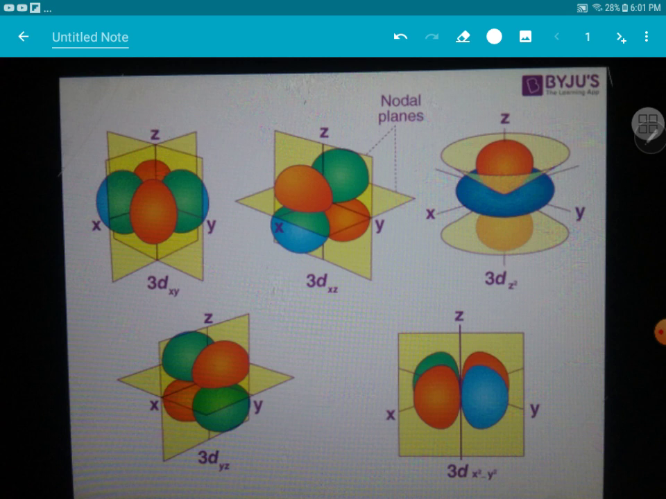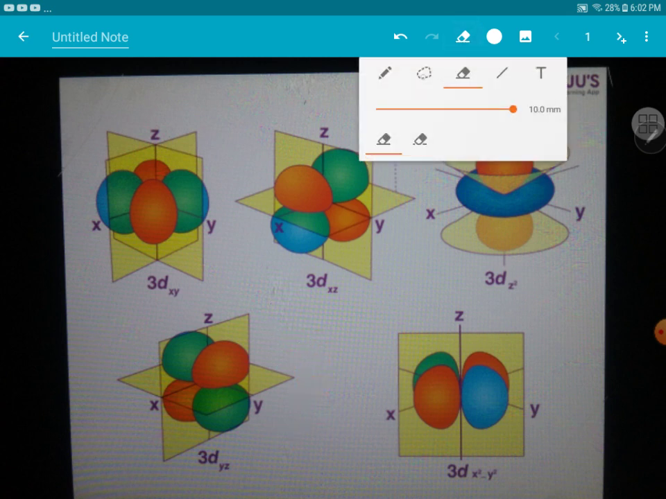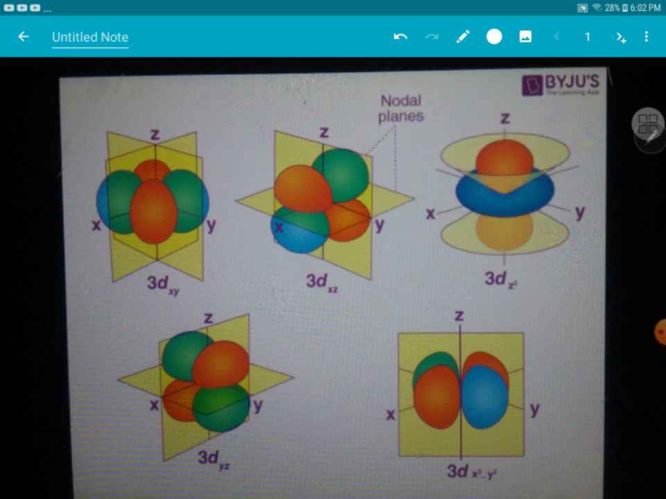How do we know which one is 3dxz and which one is 3dyz? If the axes x, y and z are present like this, clockwise, then the dyz direction is right hand side and the xz direction is left hand side.